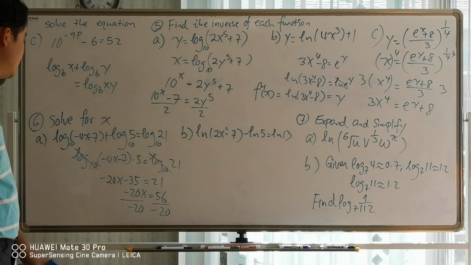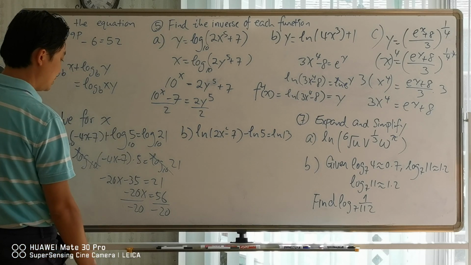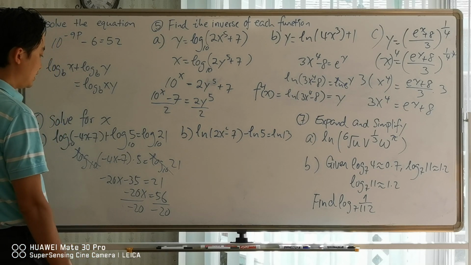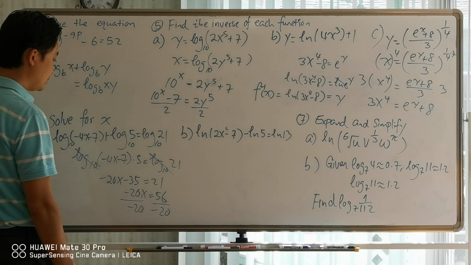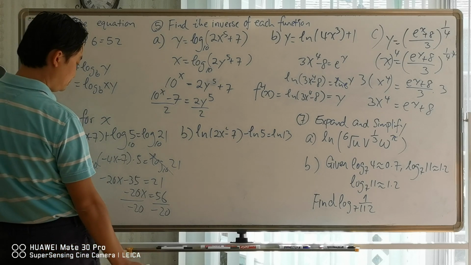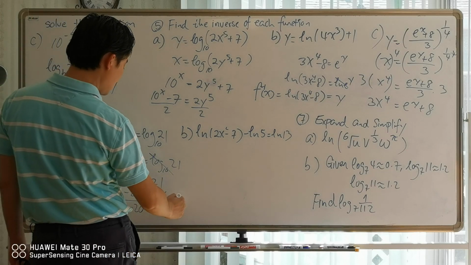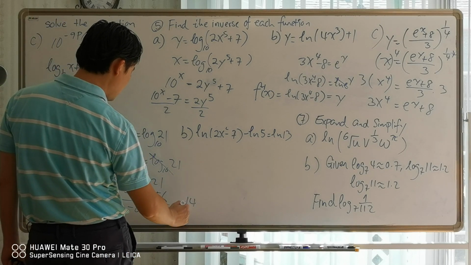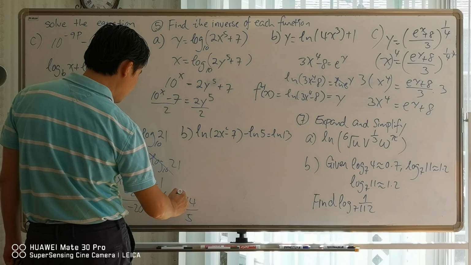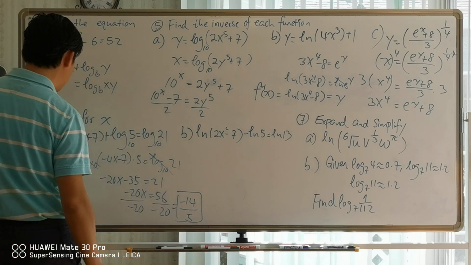And this one is not divisible, but it's reducible. So once you reduce, you want to divide by 4 on both sides. So we do have negative 14 over 5. Now here's another thing you want to check.